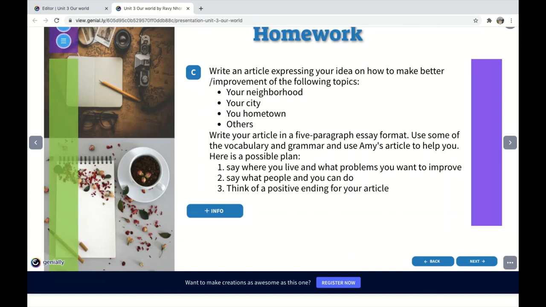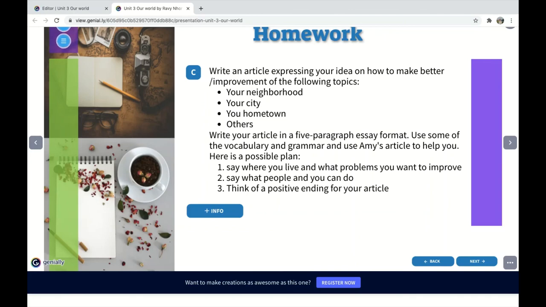And after that, you say what people and you can do in order to make improvement, in order to make it better. And the last thing, which is your conclusion, think of a positive ending for your article: if you do such action, or if you give such a solution, what will happen at the end. Okay, so try to use the grammar point, just like the first conditional sentence, in your article.